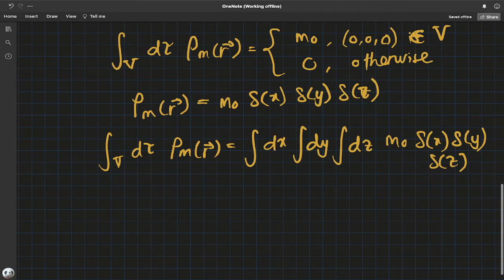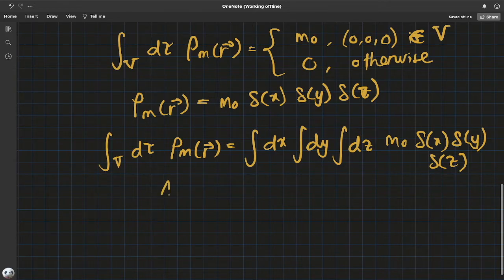If x equals 0 is included, you get 1 for the x integral. If y equals 0 is inside the region, you're gonna get 1 for the y integral. If z equals 0 is in the region, you're gonna get again 1 for this integral, which gives you m naught if 0, 0, 0 is inside the region. If any one of these fails, the entire thing goes to 0, because it's a product of 3 integrals.